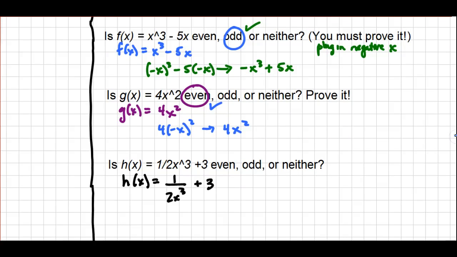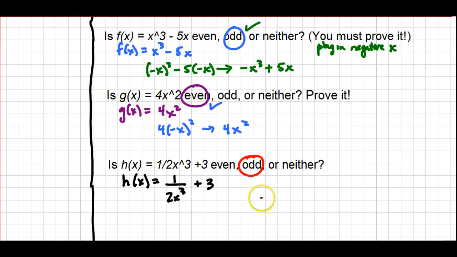One more example here of h of x. We've got 1 over 2x cubed plus 3. Keep in mind here that only the x is being cubed. Upon my first look at this, I see that there is an odd power on the x, so my first gut instinct is to believe that it's probably odd.